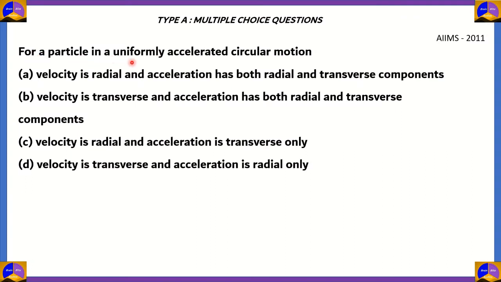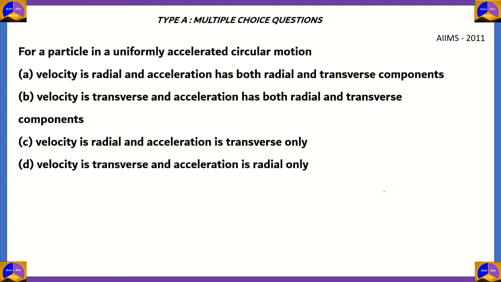For a particle in a uniformly accelerated circular motion: A, velocity is radial and acceleration has both radial and transverse components. B, velocity is transverse and acceleration has both radial and transverse components. C, velocity is radial and acceleration is transverse only. D, velocity is transverse and acceleration is radial only. So, which of these is the correct option?